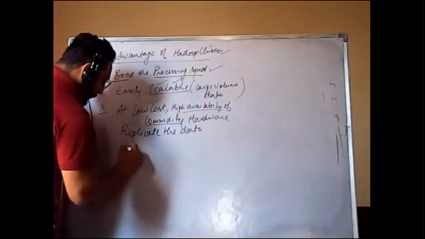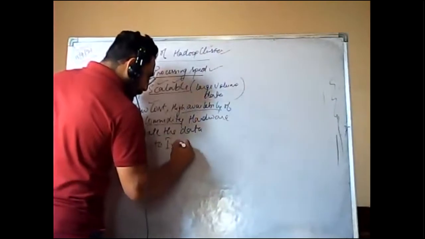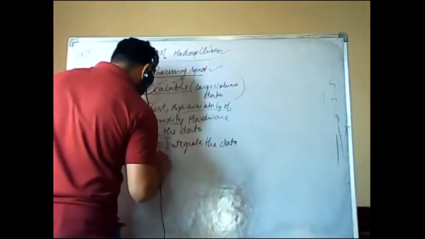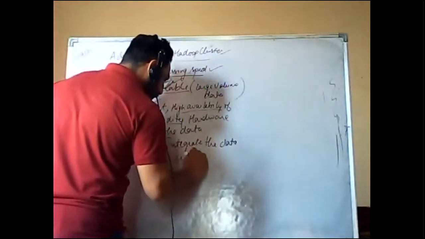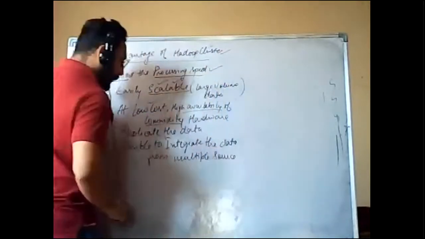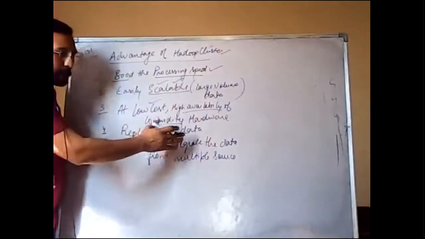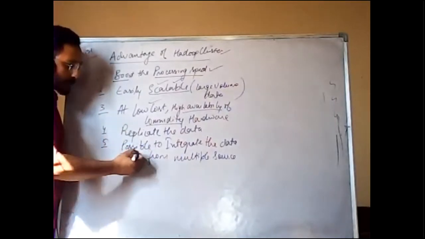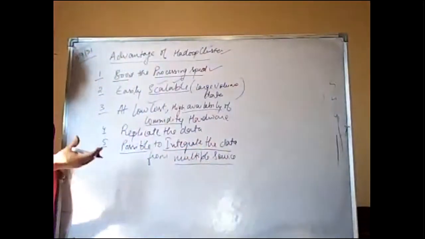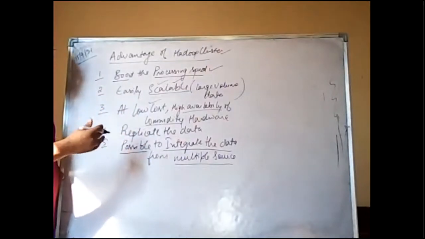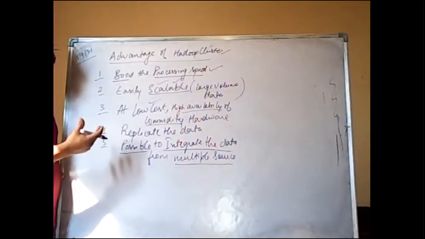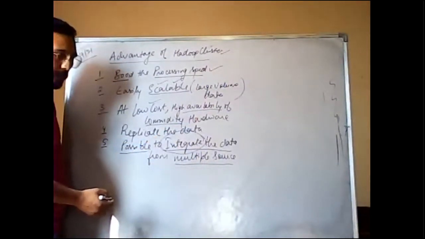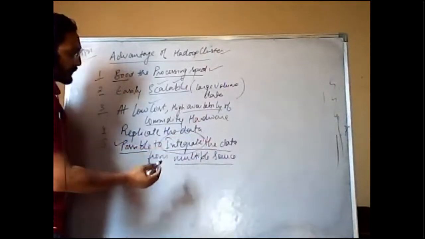Then last, it is possible to integrate data from multiple sources. We can collect data from Google, from Facebook, from Twitter. That is, it is possible to integrate the data from multiple sources. If we are working on Hadoop, we can collect it. It is a predictive data collection. We can perform predictive data collection, and then we can integrate that data.